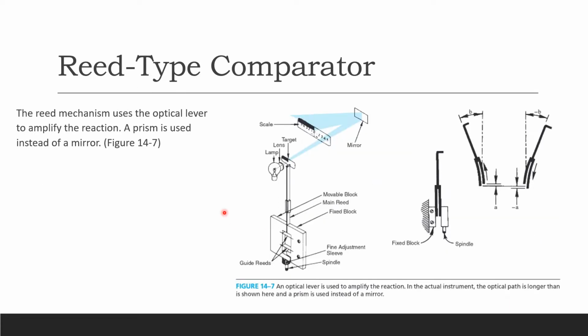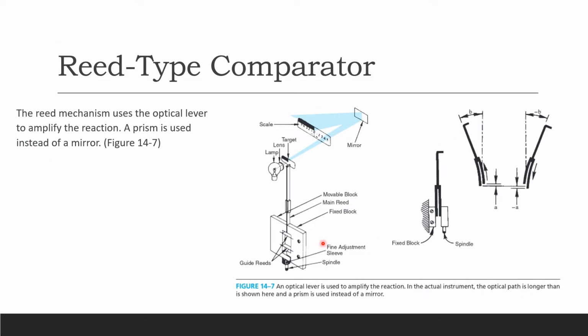So the reed mechanism uses the optical lever to amplify the reaction. A prism is going to be used instead of this mirror. So an optical lever is used to amplify the reaction. In the actual instrument, the optical path is longer than is shown here. And then again, we're going to use a prism instead of a mirror.